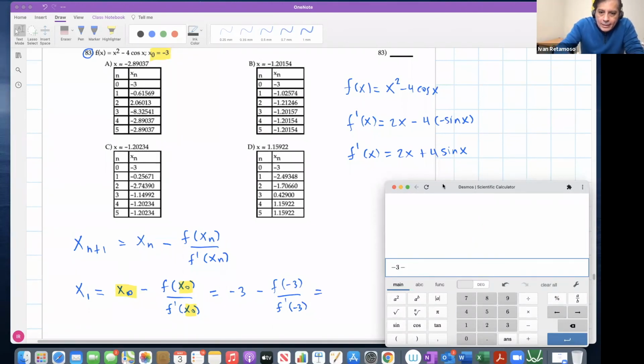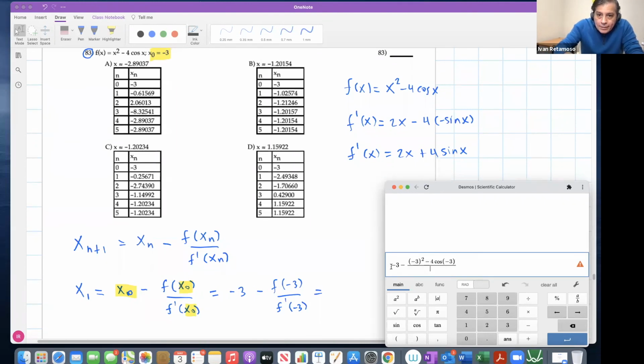Minus the function evaluated at -3. So I'm going to use a fraction here. The function evaluated at -3 will be -3 squared minus 4 times cosine of what? Of x, but x is -3, right? -3 radians. Don't forget, you have to work in radians. So click here, radians.